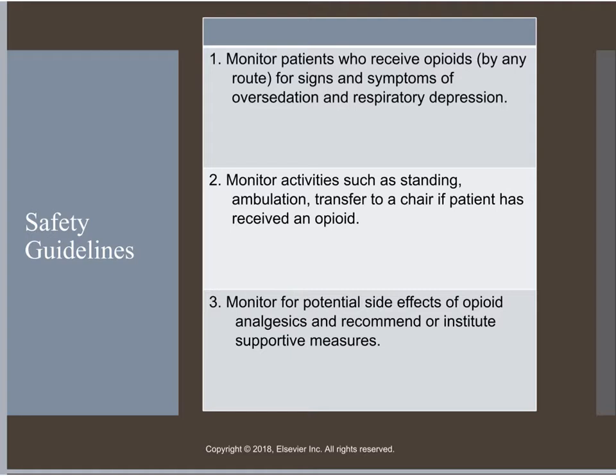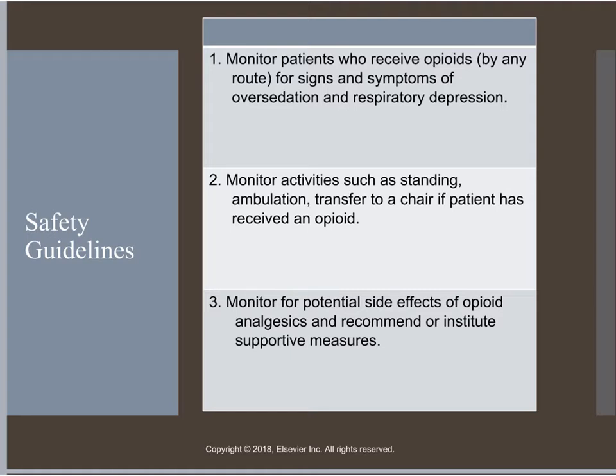Monitor your patient's activities such as standing, ambulation, transfer to a chair, things like that. If a patient has received an opioid, these are of the utmost importance. Assess your patient's blood pressure, pulse, and respirations before initiating activity. If a patient has undergone an outpatient procedure, educate the patient and family caregiver about precautions. The patient cannot drive for 24 hours, and the caregiver may need to provide assistance with ambulation or take precautions to take home medications and make the environment safe.